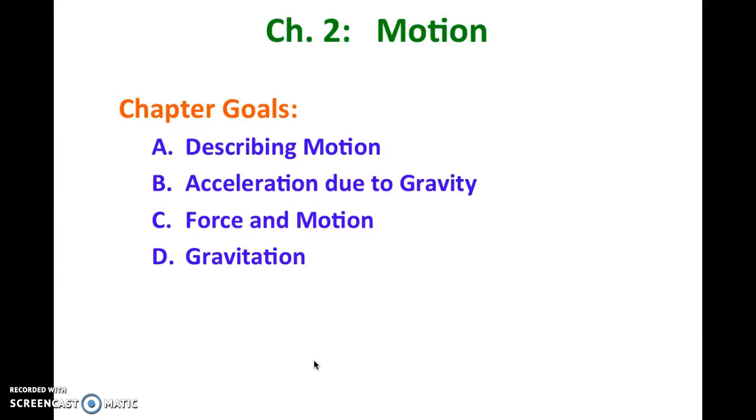Hello guys, today we start to study chapter 2, Motion. This chapter contains 14 sections divided into 4 parts. We will learn how to describe motion, acceleration due to gravity, force and motion, about Newton's 3 laws of motion, and gravitation, about Newton's gravitational law.